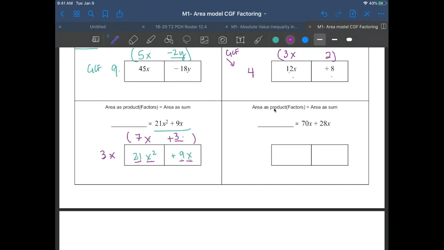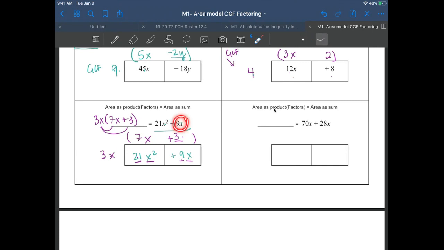I'm going to go ahead and write the length and the width. So 3x times 7x plus 3 gives me 21. So 3x times 7x gives me my 21x squared. And then my 3x times 3 gives me 9x.